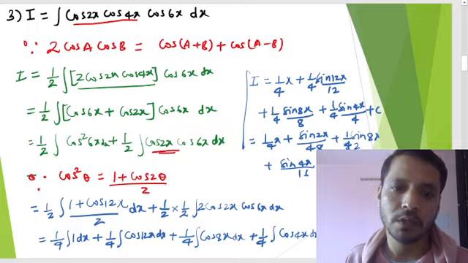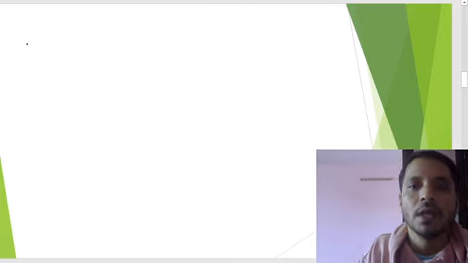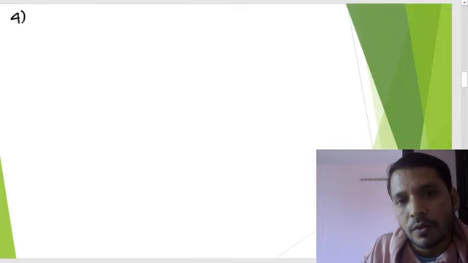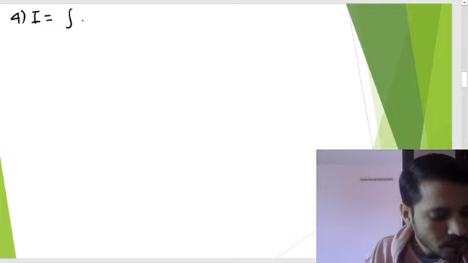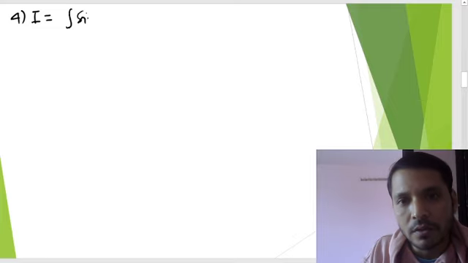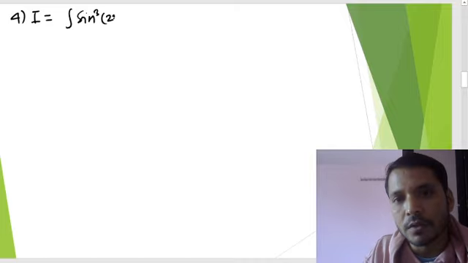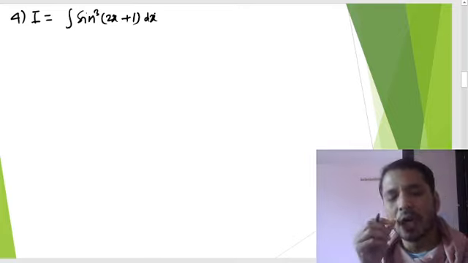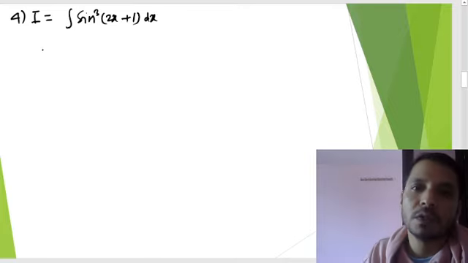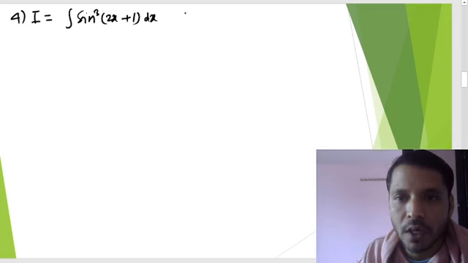Now we'll move to the next question, that is 4. So we have given here, in question number 4, I is equal to integral sine cube of 2x plus 1 into dx. We have a concept to simplify when the power 3 is given for sine or cos, so we can reduce it into power of 2 first.